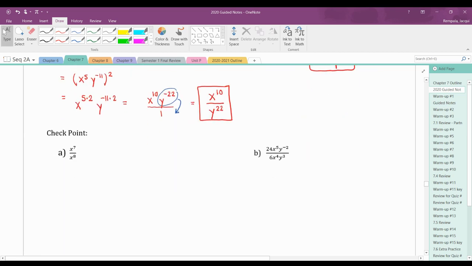All right, I would suggest that you pause the video and try these two checkpoint problems. Okay, hopefully you did that.